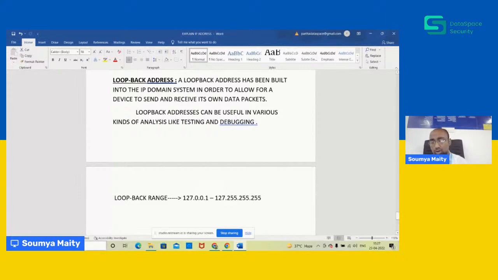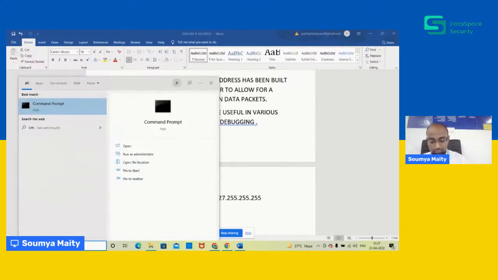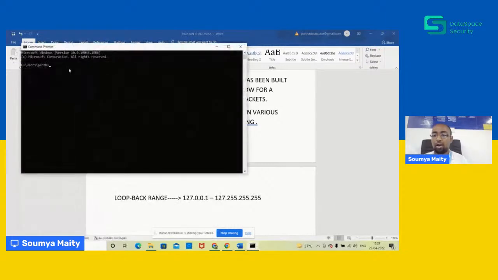Go to Windows search options and write CMD, and go to command prompt and write ping space. The loopback address range is 127.0.0.1 to 127.255.255.255. So any kind of address you can put.